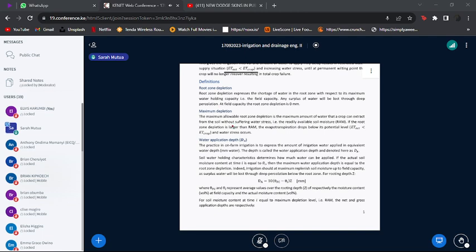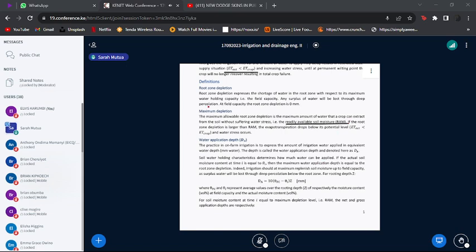What is the maximum depletion? There is a maximum depletion, and it is also called the maximum allowable root zone depletion. It is the maximum amount of water that a crop can extract from the soil without suffering water stress. That is, the moisture between field capacity and critical moisture content. And it is also usually called the readily available moisture.